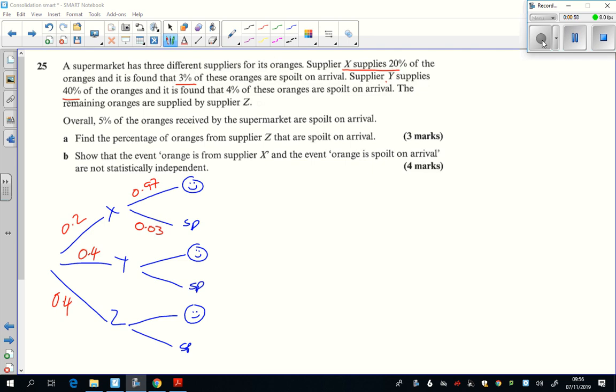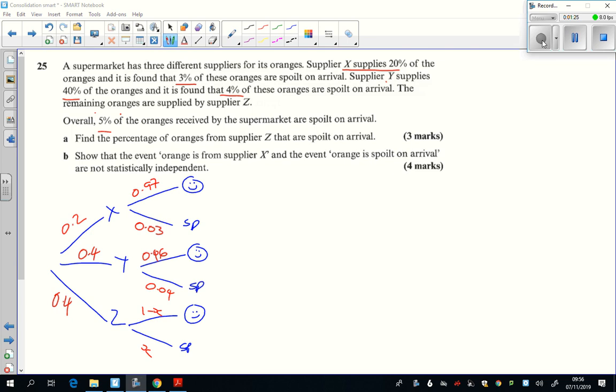And it's found that 4% of their oranges are spoiled. So, oops, wrong one. 0.04 there, and 0.96 of them are good. The remaining oranges are supplied by supplier Z. So that's why I put a 0.4 down there. And clearly some of those will be good, and some of those will be spoiled.